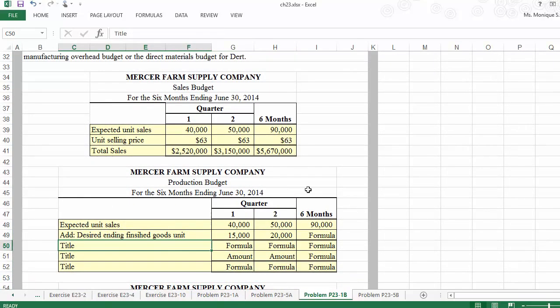And then I'm going to add the expected unit sales plus the desired ending goods to get my total required units, which is just taking the 40 plus the 15. And I'm going to use the same formula here. So I'm just copying the formula over to quarter 2.